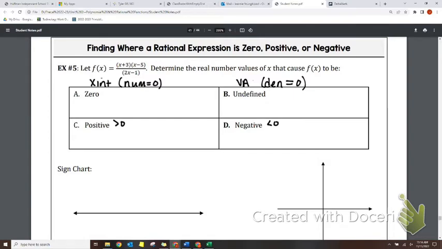All right, so the first thing let's do is find those zeros, those x-intercepts. For A, remember you just take your numerator and set it equal to 0. It's already factored for us, so we're going to take those individual factors and set them equal to 0. So x plus 3 equals 0, x minus 5 equals 0. Solve them both, so we have zeros at x equals negative 3 and at x equals 5.